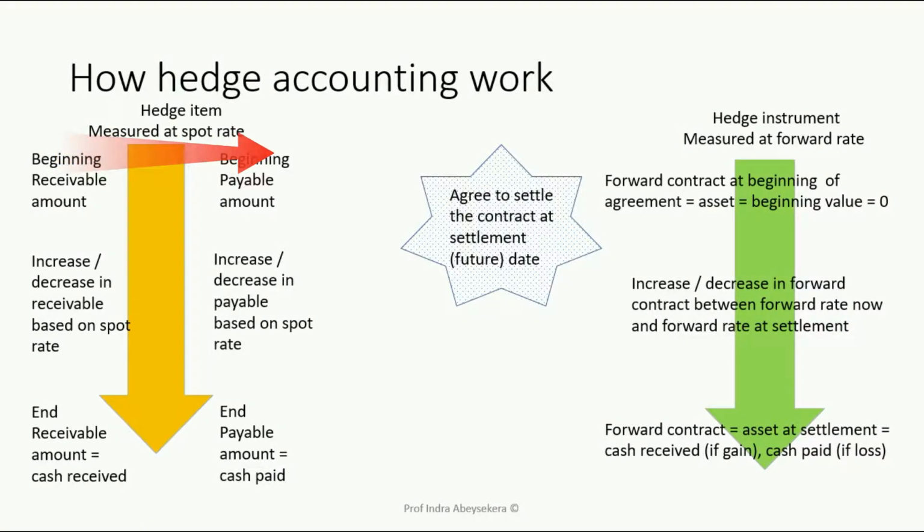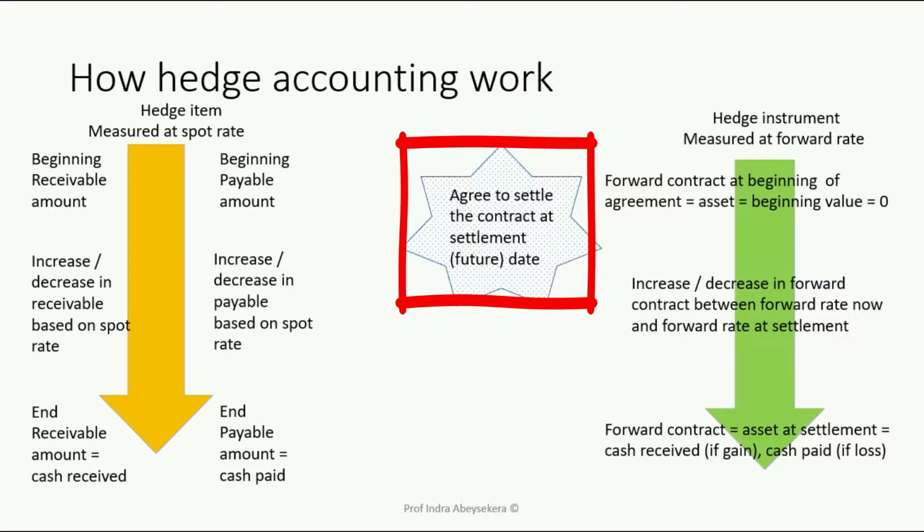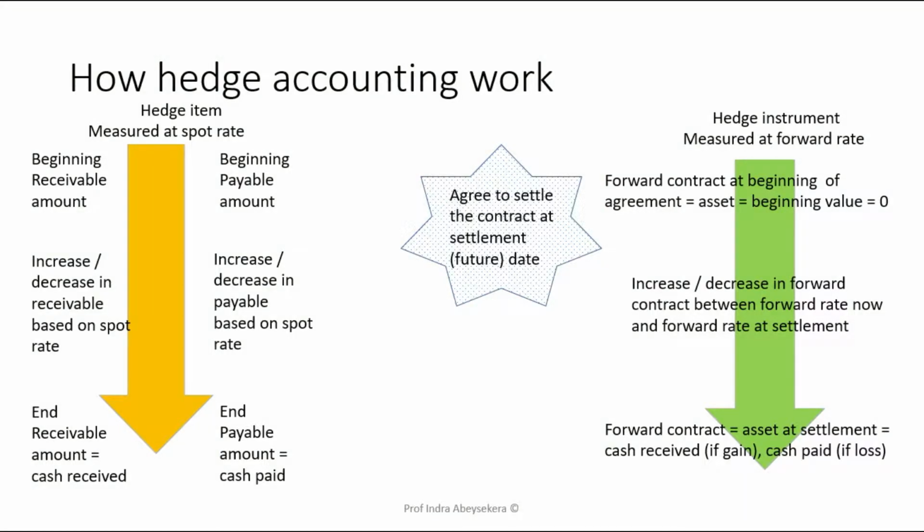When it comes to the hedge instrument, which is measured at forward rate, when we enter into a hedge agreement like a forward contract, we agree to settle the contract at a settlement date which is in the future. So that future rate is what is applicable here. So the future rate is a forward rate at settlement. And whenever we measure the hedge instrument at a given time, we measure that in relation to the settlement date.